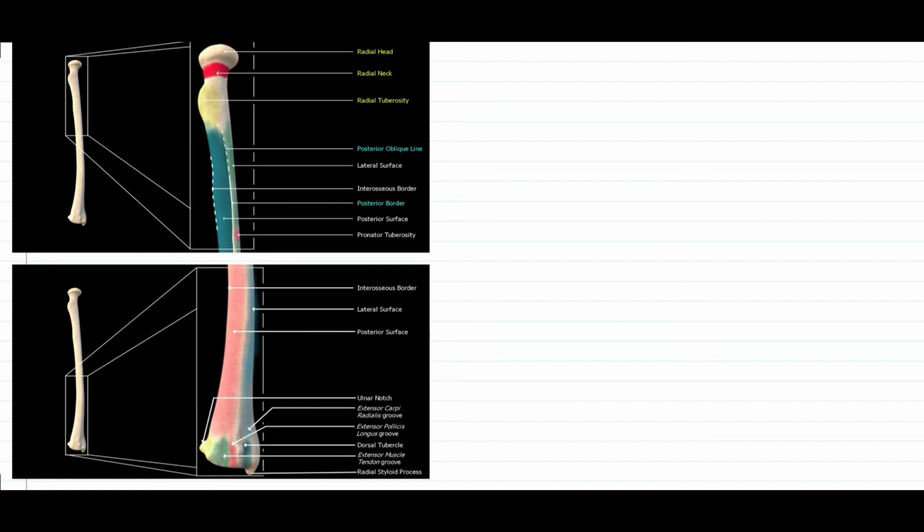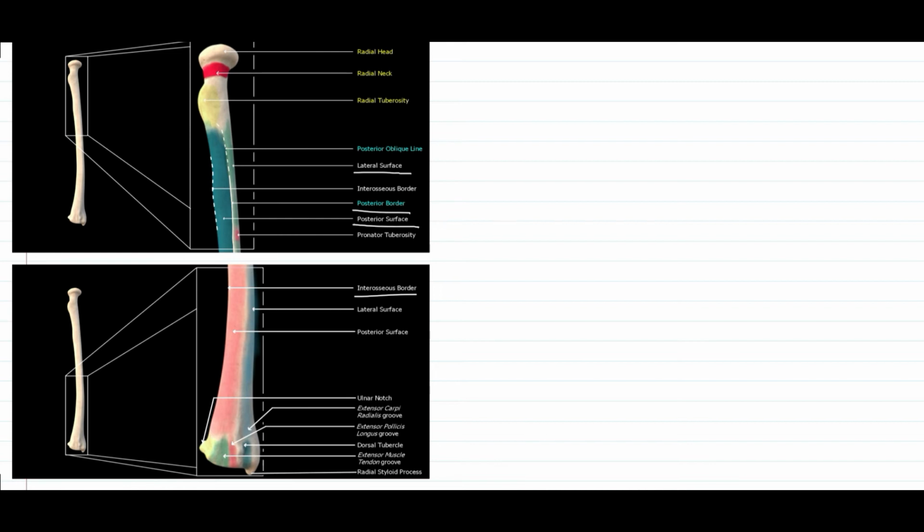The other features on the shaft of the radius are the same as we have discussed earlier, that is the lateral surface, which is present between the anterior and the posterior border. Here we have the presence of the posterior surface, which lies between the posterior border and the interosseous border or the medial border. Here we have the interosseous border, and here we have the posterior border, in between which lies the posterior surface.